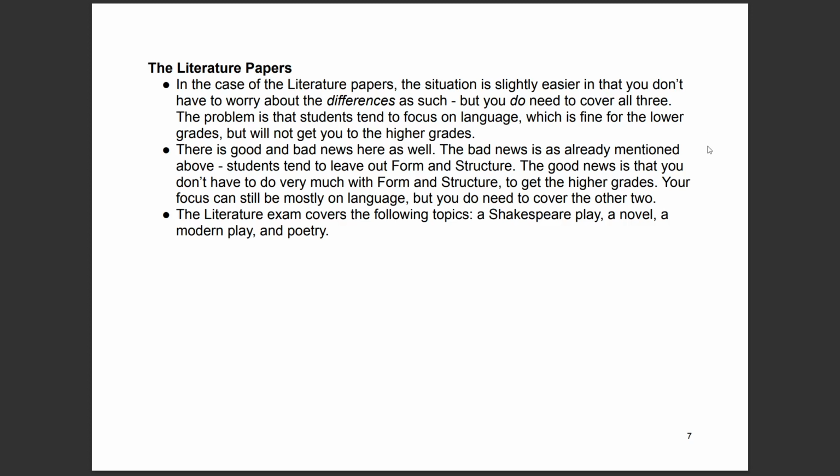Now, there's good and bad news here as well. The bad news is, as already mentioned above, students tend to leave out form and structure. The good news is that you don't have to do very much with form and structure to get the higher grades, okay? It's not a case of doing 1/3, 1/3, 1/3. No. You can mostly focus on the language, but you do need to refer to form and structure, talk about form and structure a little bit, okay? And I'll give you some ideas on that in a minute.